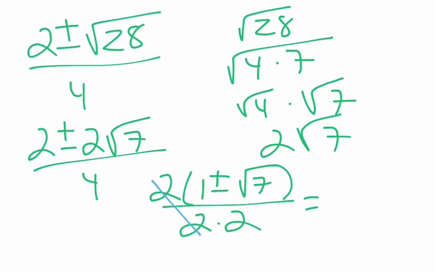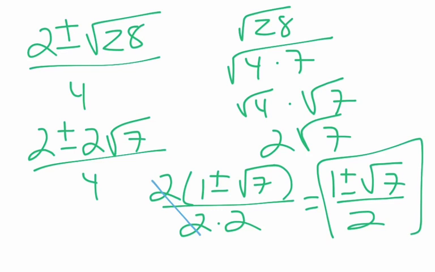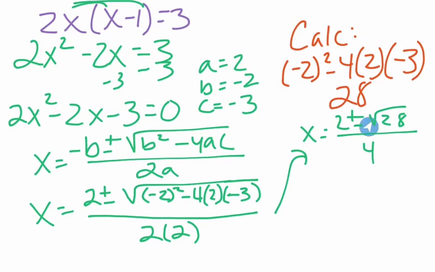And so the final answer would be 1 plus or minus the square root of 7 over 2. That is the answer that you would see on the SAT or on your EOC. They're going to show you the fully simplified version. For now, I'm okay with you leaving it here.